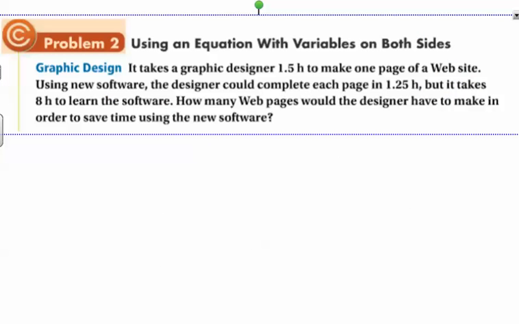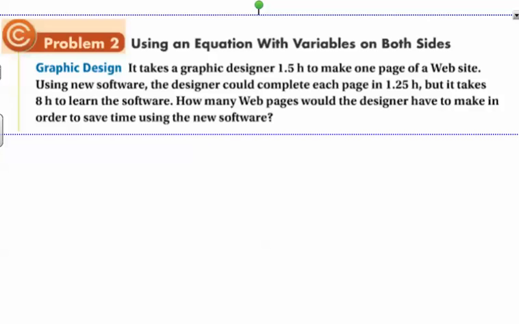Now let's look at this word problem. It says it takes a graphic designer 1.5 hours to make one page of a website. Using new software, the designer can complete the page in 1.25 hours, but it takes 8 hours to learn the software. How many web pages would the designer have to make in order to save time using the new software?